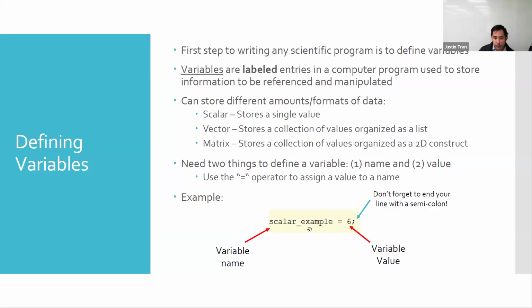Okay. This is a very simple line of code here. This defines a variable called scalar_example, and it equals 6. What this is saying is that we're defining this variable, and it's going to have a value of 6 that we can refer to later.